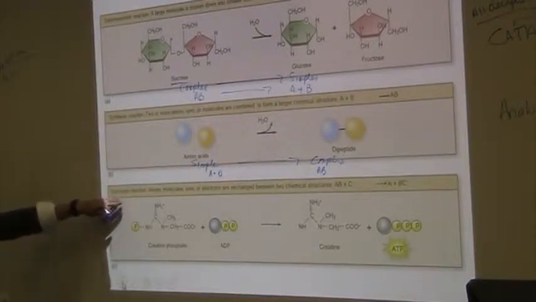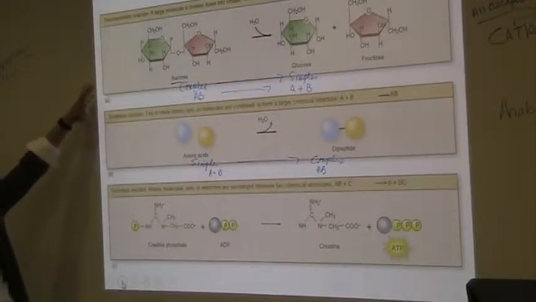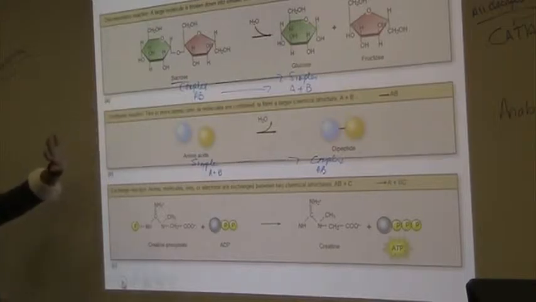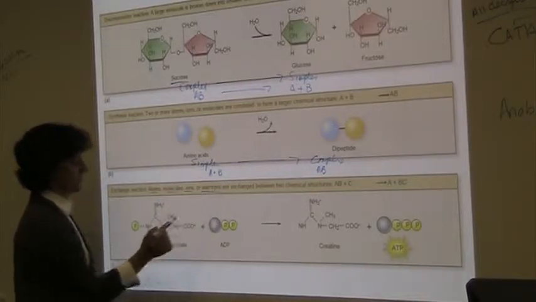Okay. Now, the last category is an exchange reaction. An exchange reaction is actually a combination of decomposition and synthesis together, in which a bond or bonds are broken, and new ones are formed. So you get synthesizing of something new. The exchange can involve atoms, molecules, ions, or electrons.